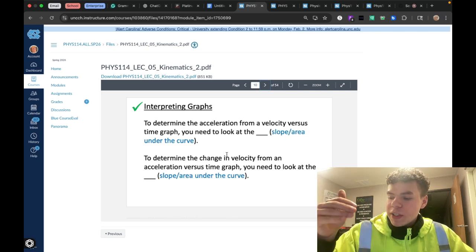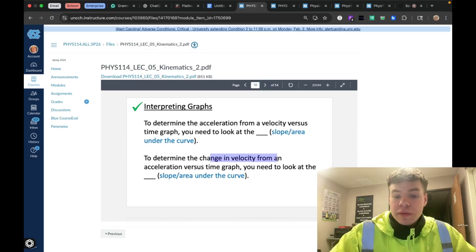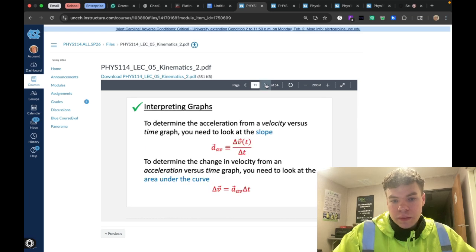So if the total displacement is equal to the area under the curve of the velocity graph, then that means that the total change in velocity would be the area under the curve of the acceleration graph. So this second one should be area under the curve. And to determine the acceleration from a velocity graph, remember, you would just look at the slope. Like we said earlier, you do the tangent line thing. So this should be slope, area under the curve. So that's right.